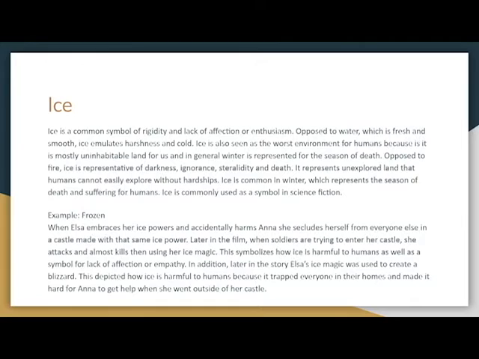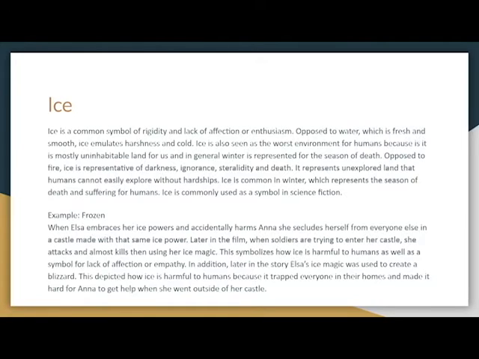Ice is common in winter, which represents the season of death and suffering for humans. It is also commonly used as a symbol in science fiction. An example of ice in a movie is Frozen. When Elsa embraces her ice powers and accidentally harms Anna, she secludes herself from everyone else in a castle made of the same ice power.